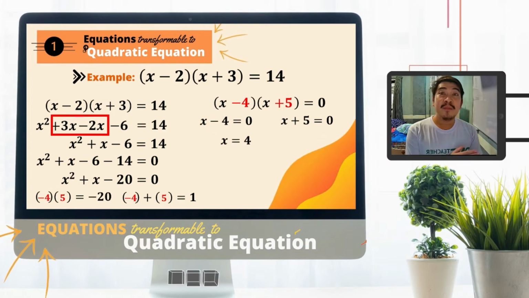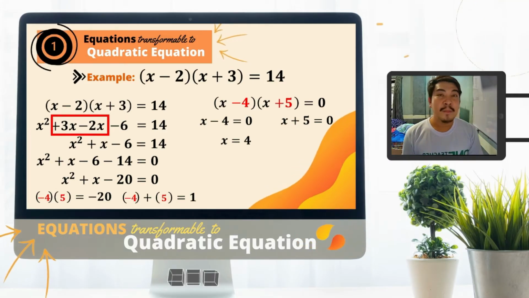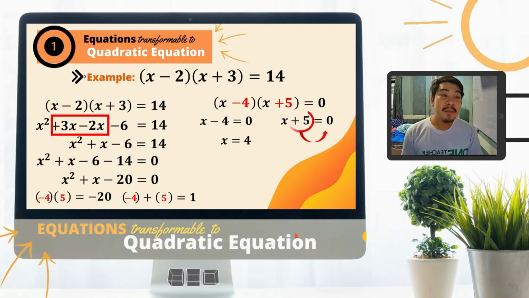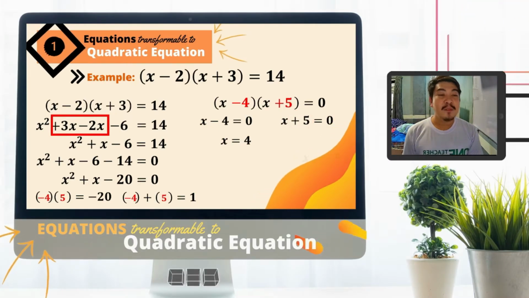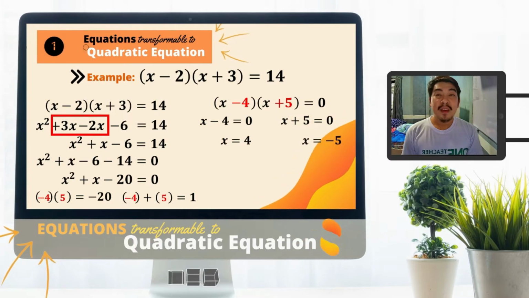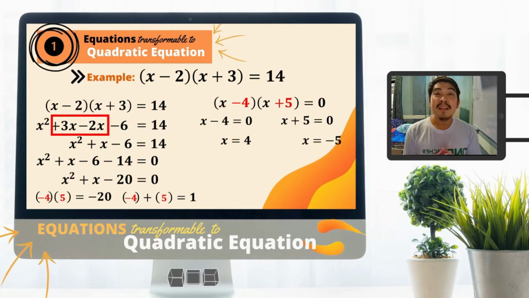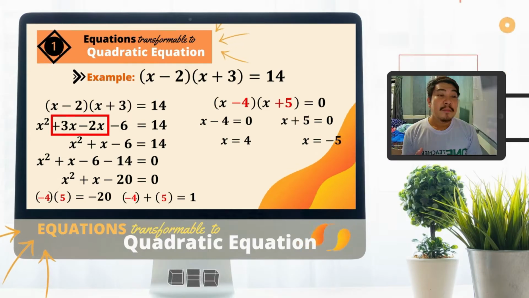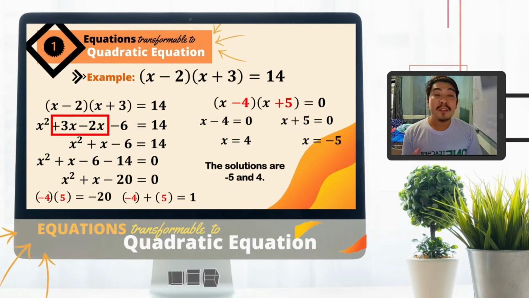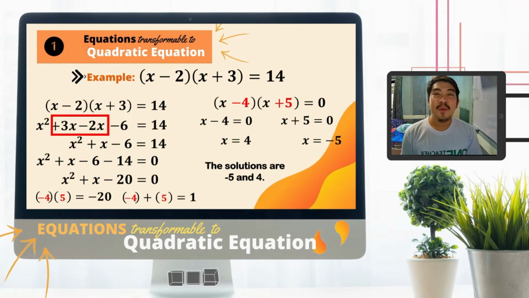Same process will be applied for x plus 5 equals 0. Ilipat din natin si positive 5 sa kabilang side ng equation. So therefore, the second value of x will be x equals negative 5. So hindi na natin kailangan mag-check kasi hindi naman siya rational equation. So therefore, the solutions are negative 5 and 4.